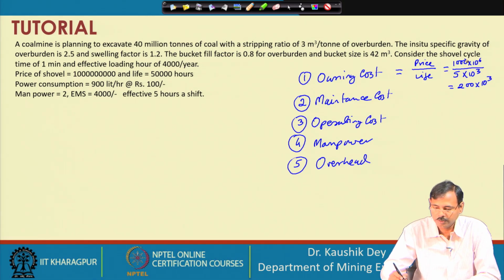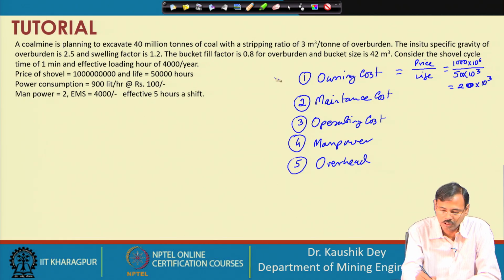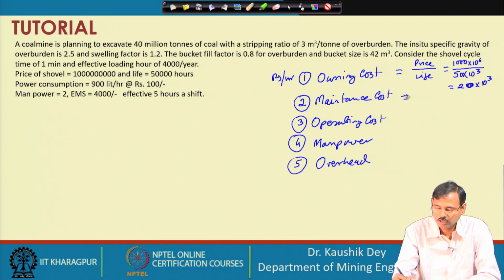rupees 2 lakhs. Okay. Sorry, it is not this one. So, this is 20,000 rupees, this is 50,000. Okay. 50 into 10 to the power 3. So, this is coming 20,000 rupees per hour. So, these are all in rupees per hour. Okay. Now, maintenance cost, let us again simplify it. Let us consider this is 20% of 1. So, that is 20 into 10 to the power 3 into 0.2. So, it is coming 4,000 rupees.